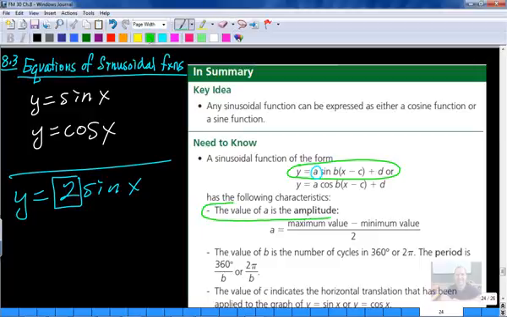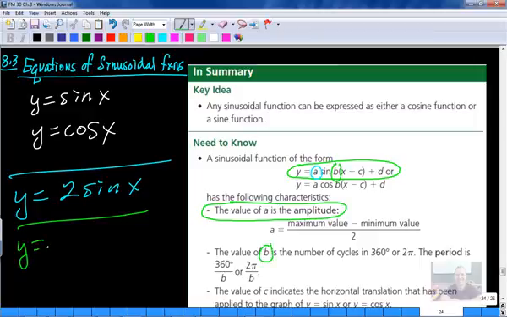The value of a is the amplitude. And we've displayed that right here by trying 2 sine x. The next one is a bit tougher, okay? We're talking about the value of b here. So that's this number right here.